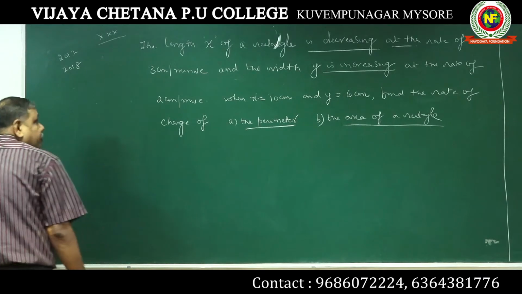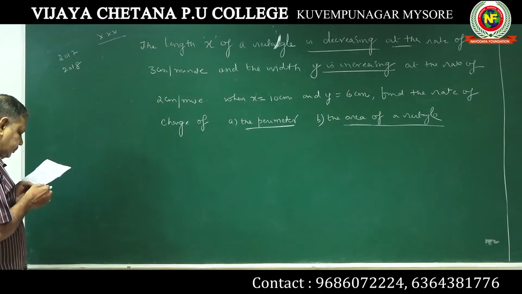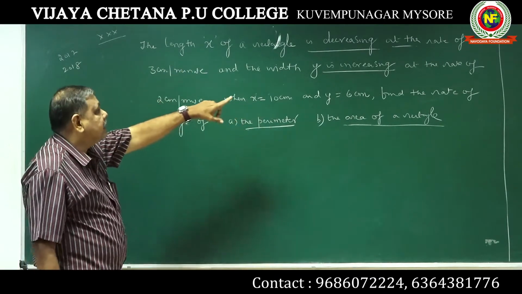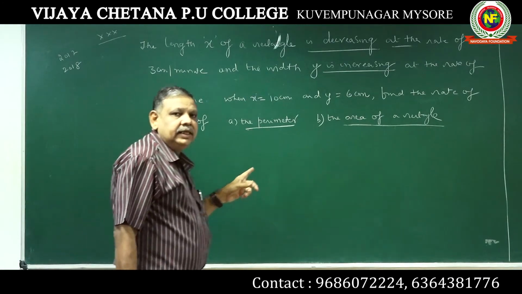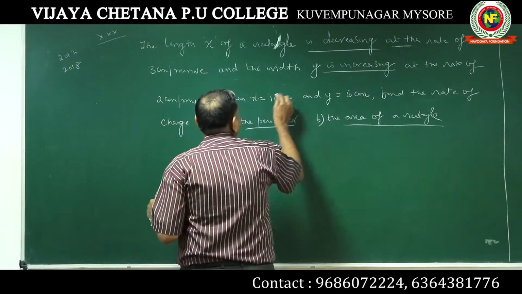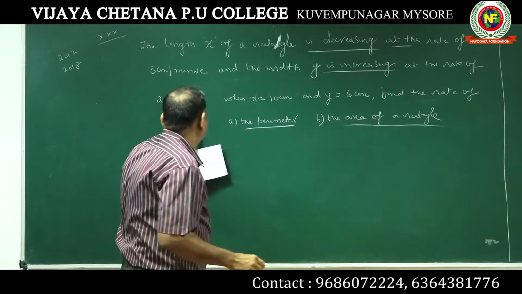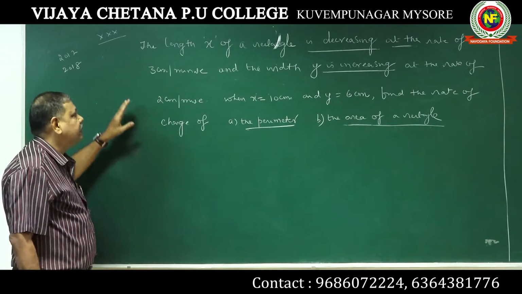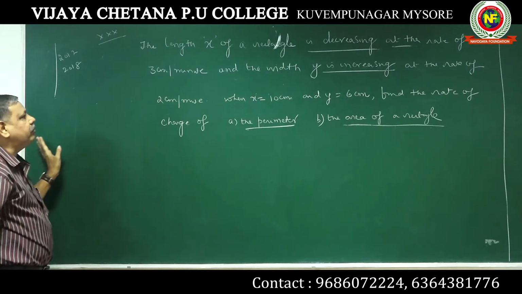I will read the problem again. The length x of a rectangle is decreasing at the rate of 3 centimeter per minute, and the width y is increasing at the rate of 2 centimeter per minute. When x is equal to 10 centimeter and y is equal to 6 centimeter, find the rate of change of A, the perimeter, and B, the area of the rectangle. Very, very important question for examination. I told you, they have asked it twice, in 2017 and 2018.